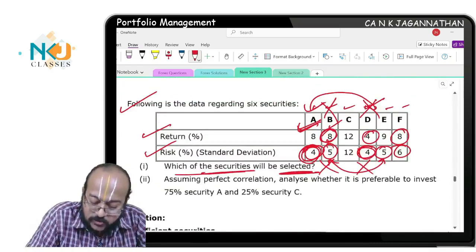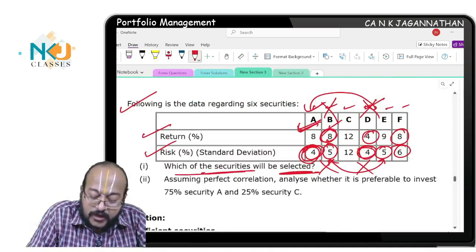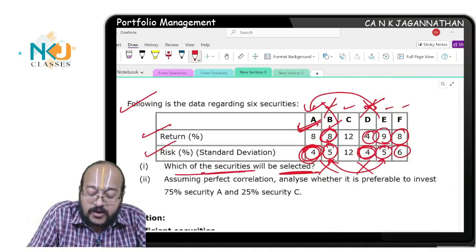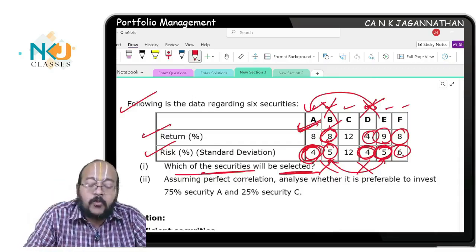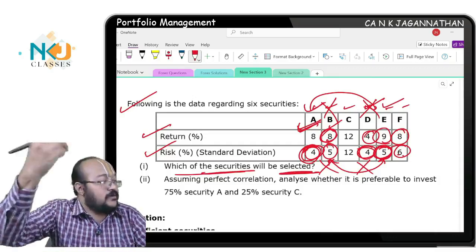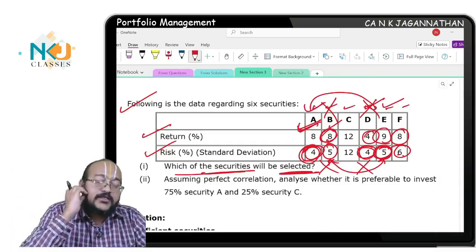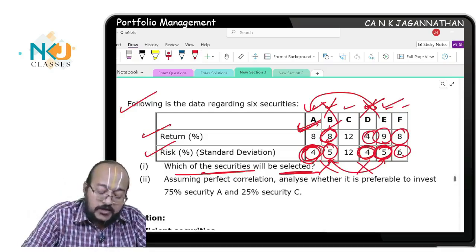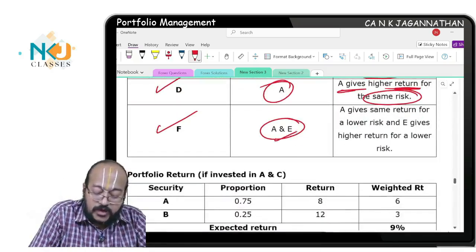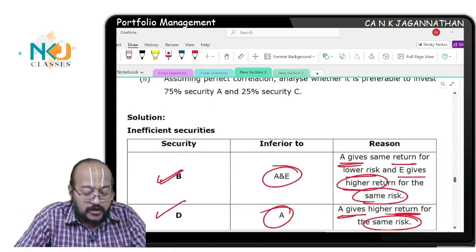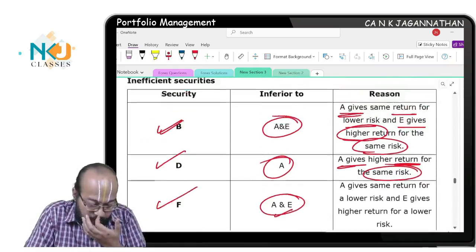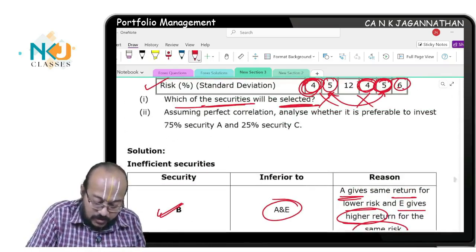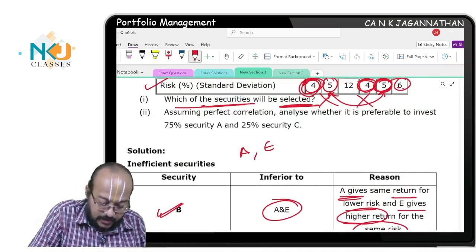If you notice, E also, you can earn a higher return for taking lower risk than 6%. For just 5% risk, portfolio E is earning me 9% return, a higher return than portfolio F. Therefore, F is inferior to A as well as to E. Hence, what are all the efficient portfolios? A and E.